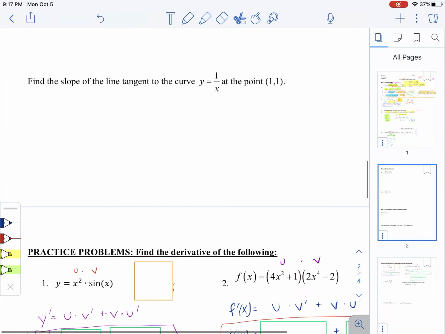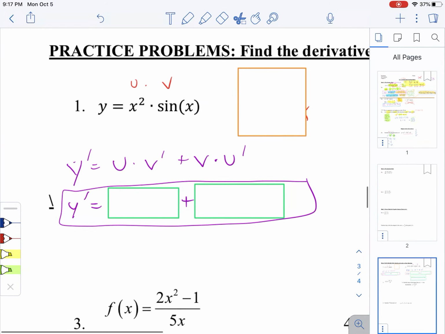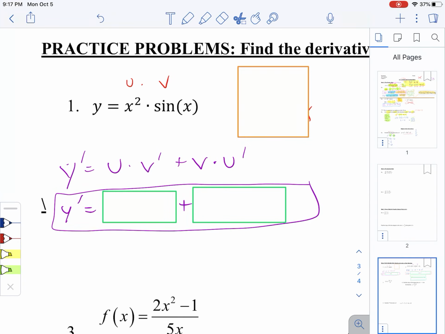Okay, cool. Let's jump down to this problem. I want you to try this one from scratch. Notice I already labeled the u and v for you. I even so nicely put the product rule formula there. I'm sure you don't have it memorized just yet, to save you some scrolling. Try that. Pause the video. Write me out.